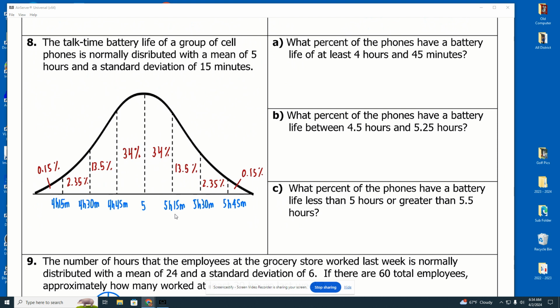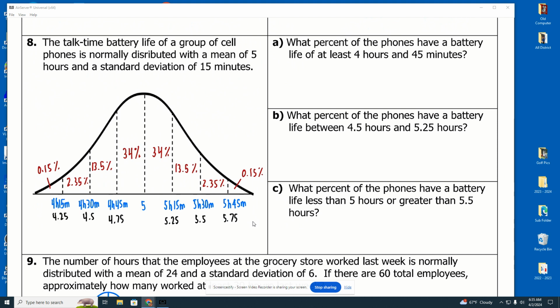15 minutes is a quarter of an hour. So that is actually 5.25. 5 hours and 30 minutes is 5.5 hours. So that's 5.5. And then, of course, 5 hours and 45 minutes would be 5.75. Going the opposite directions, we got 4.75. We've got 4.5. And we've got 4.25.